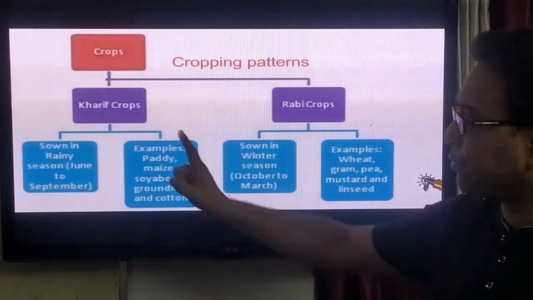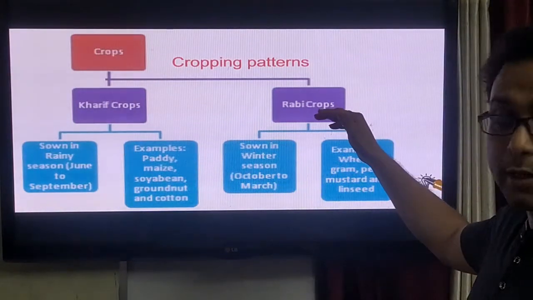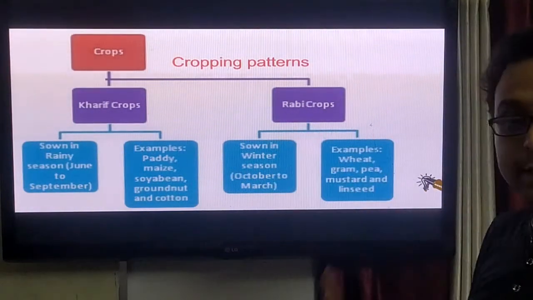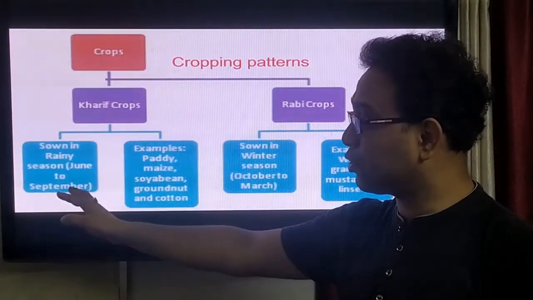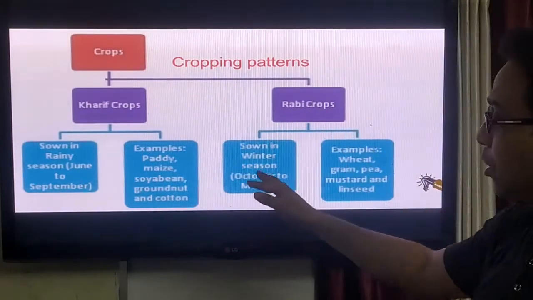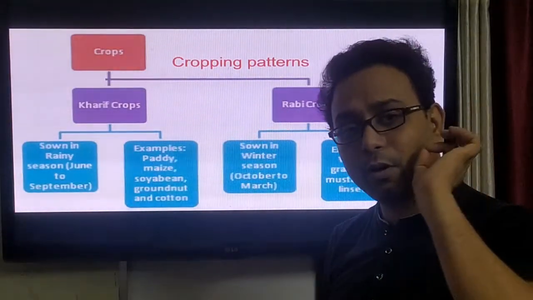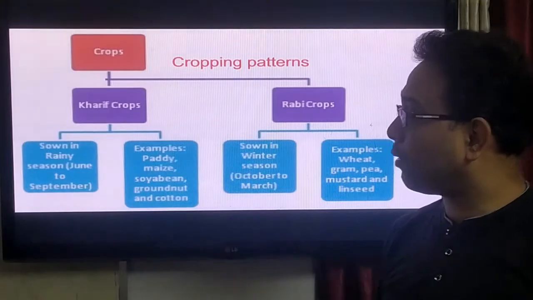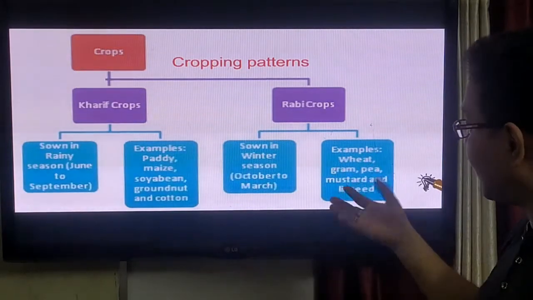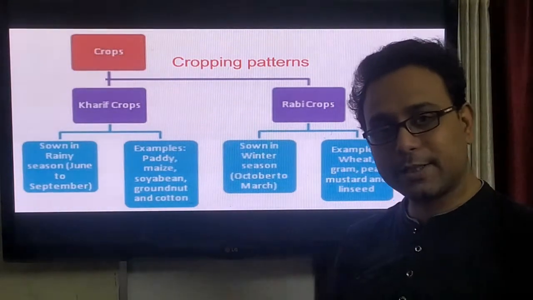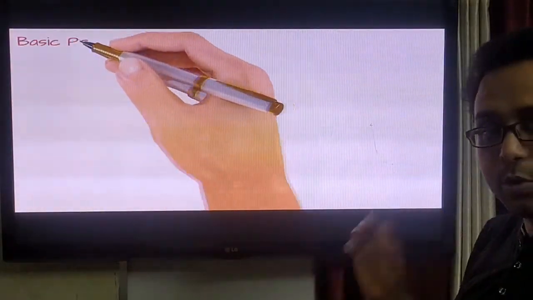When you answer, write down the first point: kharif crops are sown in the rainy season. Second point: rabi crops are sown in the winter season. Then write that kharif crops are sown from June to September, and rabi crops from October to March. And third, give two examples: for kharif crops, paddy and maize, and for rabi crops, wheat and gram. Right? You got it? This is the cropping pattern, kharif crops and rabi crops.